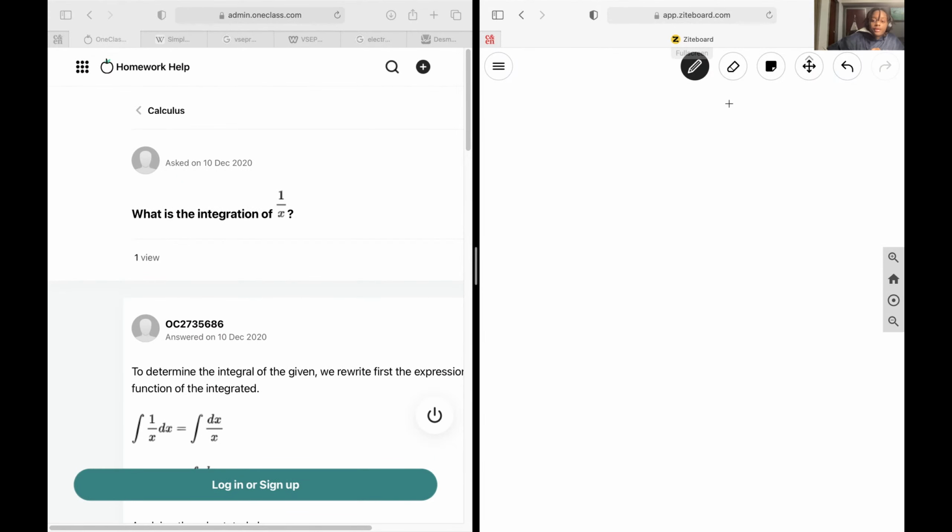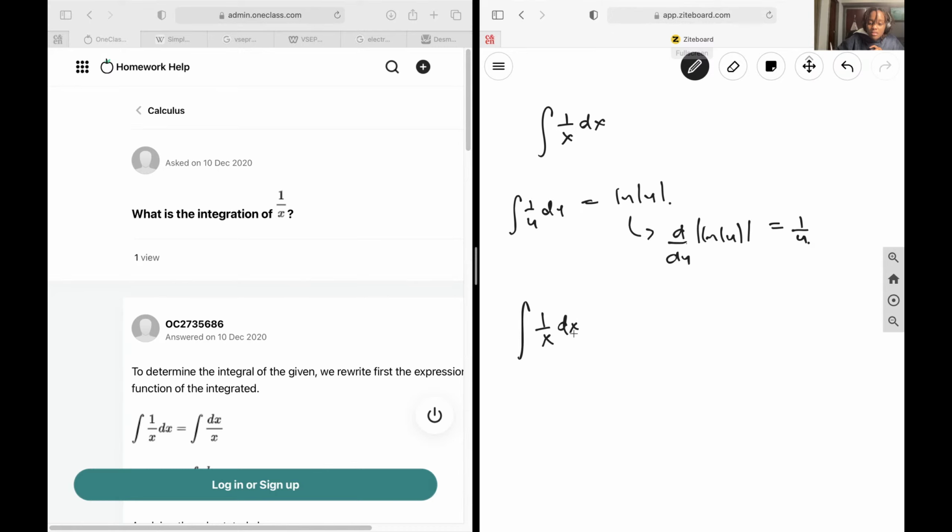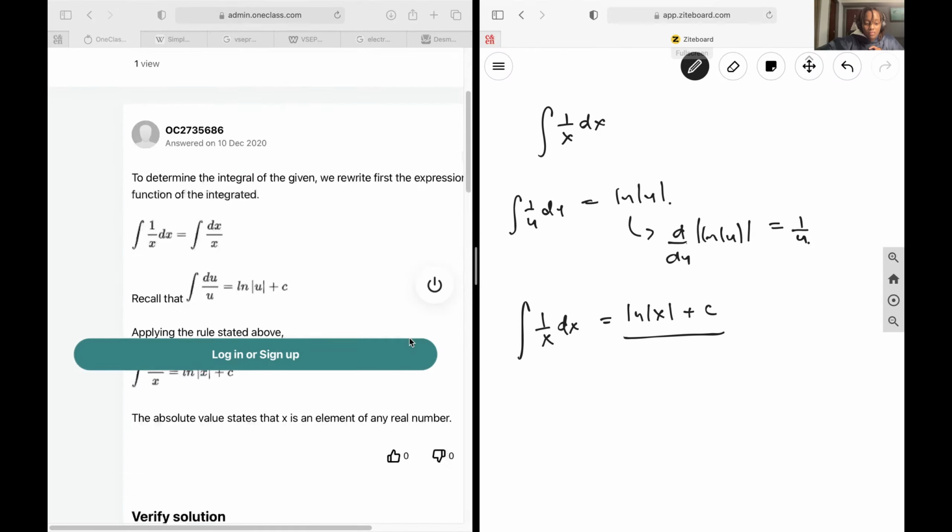Next up, we want to integrate 1 over x. And this is a known integral. We know that the integral of 1 over u du is equal to ln of the magnitude of u, or you can state this as the derivative of ln u is equal to 1 over u. This means that the integral of 1 over x dx is going to give us ln the magnitude of x plus c. And that's going to be your final answer.